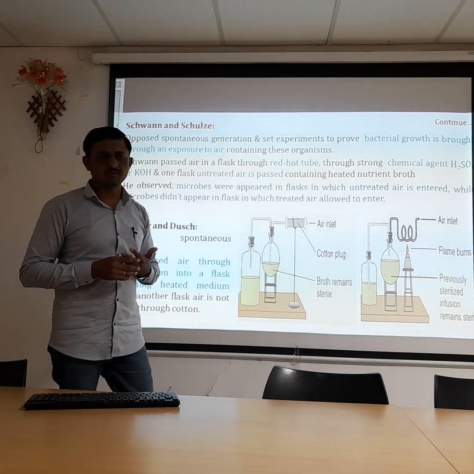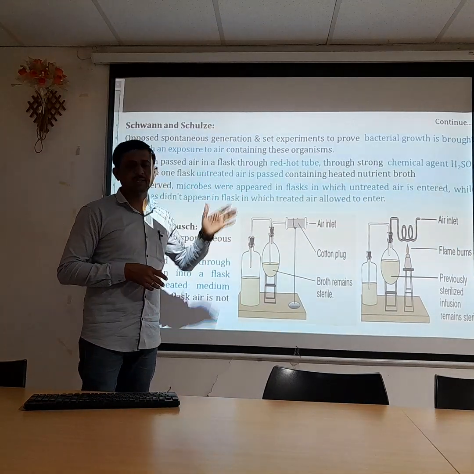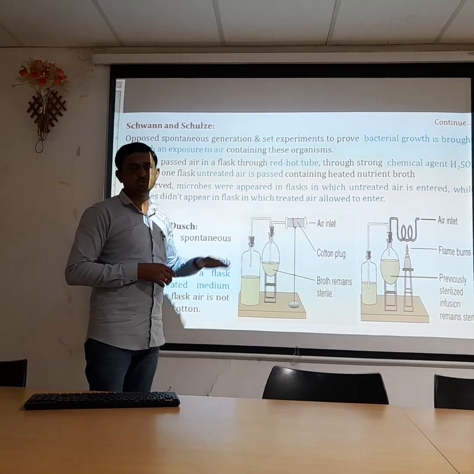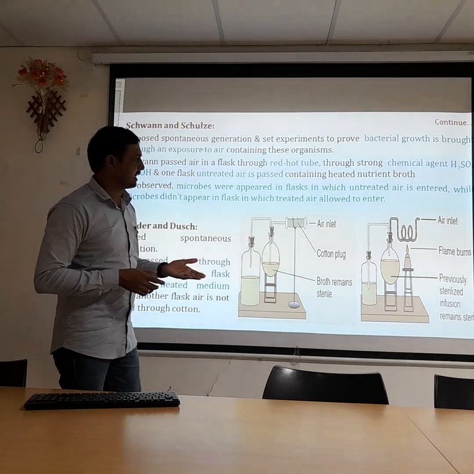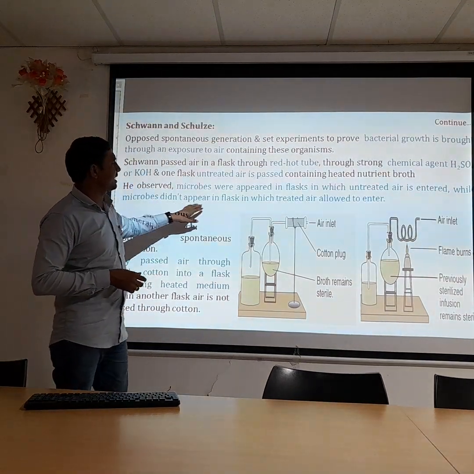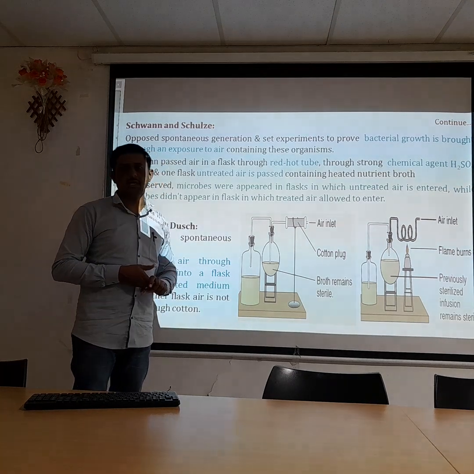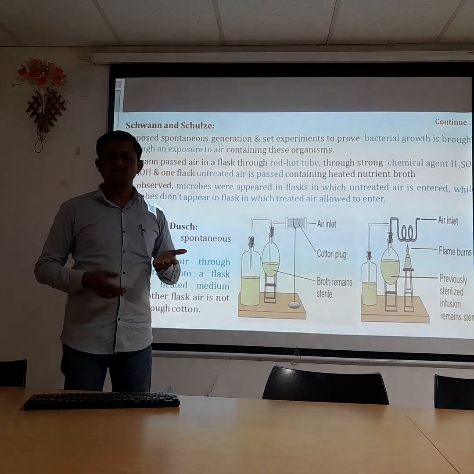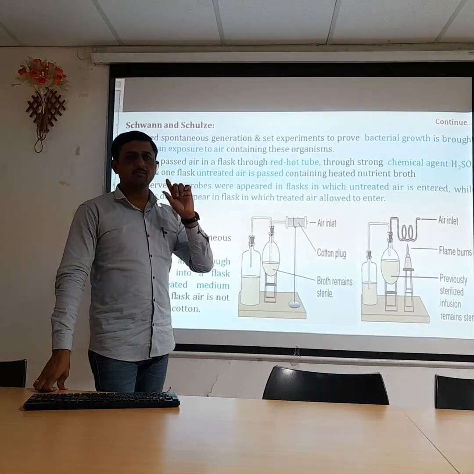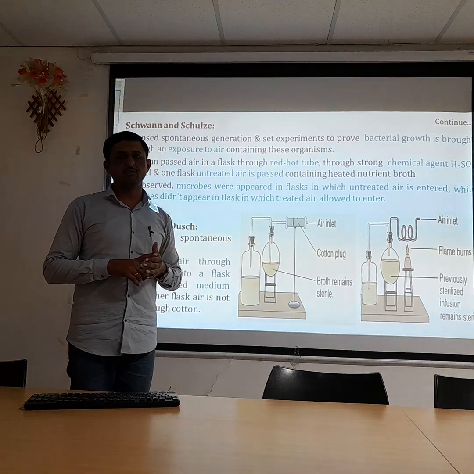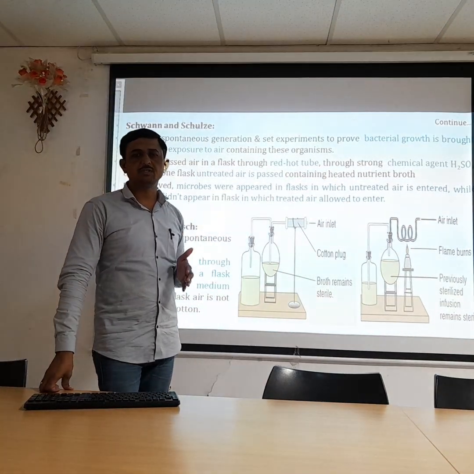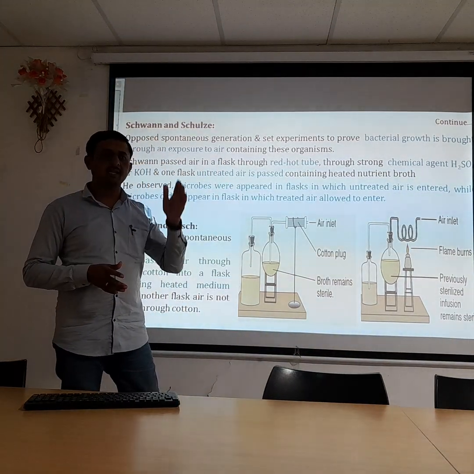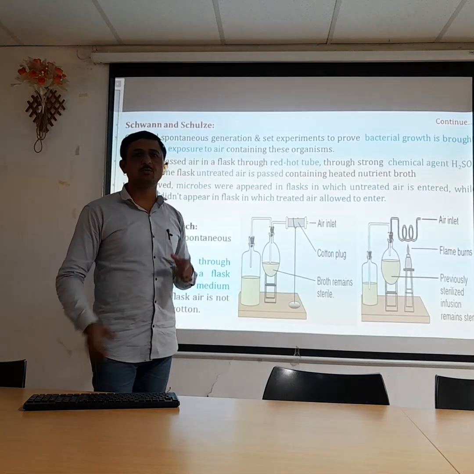They observed that after some time, the flask into which untreated air was passed showed a microbial population, that is, the third flask, while microbes did not appear in the flasks in which treated air was allowed to enter. In the last experiment, by Lazzaro Spallanzani, he observed a similar finding: when he broke the seal of the conical flask and exposed it to the air, a microbial population was observed in the flask. In a similar way, if microorganisms are present in the air and that air enters the flask, it is responsible for the microbial population.